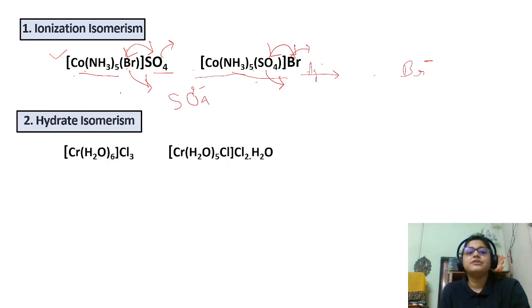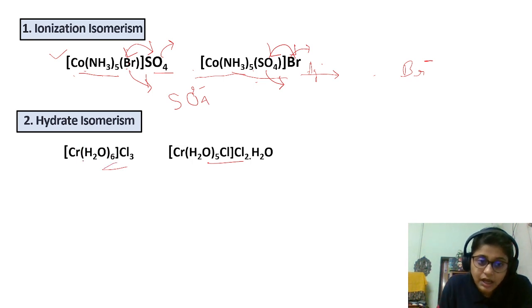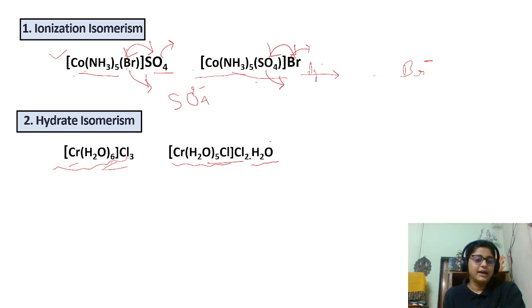Next, hydrate isomerism. What is the difference between these two? Structurally, if you only see how many of these molecules are there, here chromium is present, 6 water, 3 Cl. Here it is also the same, but see the arrangement, only water molecules are exchanged. Here in the coordination sphere 6 water molecules are there, but here only 5 are there, and outside the coordination sphere 1 water molecule is there. So this is called hydrate isomerism.